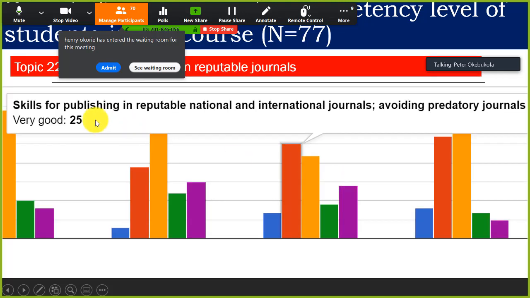What about skills for publishing in reputable national and international journals? You can see this is very good, it is 25, meaning that quite a number of us have been making efforts to publish in national and international journals. This is not unexpected because the bulk, that is 80% of the students in this course, are doctoral students and may have been publishing. But you can see this purple bar means that we still have some deficiencies to cover.